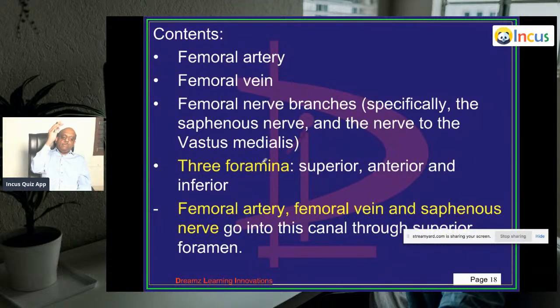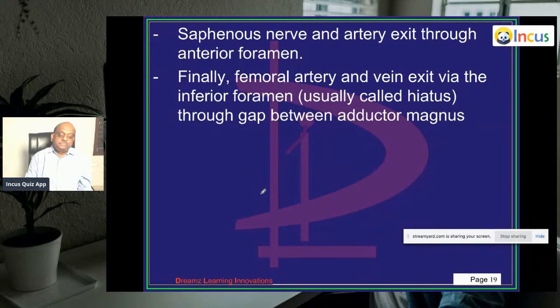So the femoral artery, femoral vein, the branches of the femoral nerve, that is saphenous nerve, nerve to the vastus medialis, they are considered to be the contents. It has got one superior, anterior, inferior foramina. Femoral artery, femoral vein, saphenous nerve go through the canal through the superior foramen is what you need to remember.